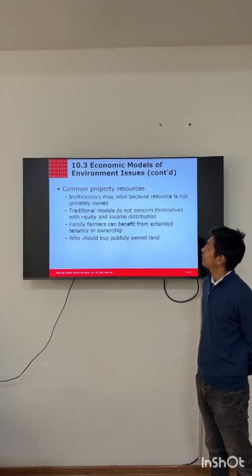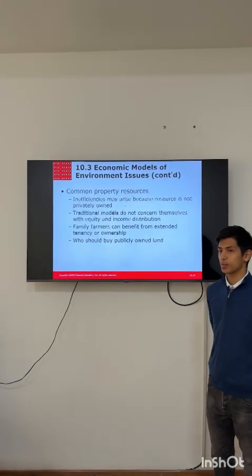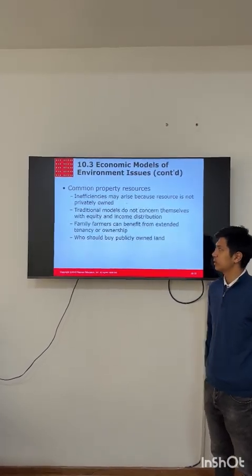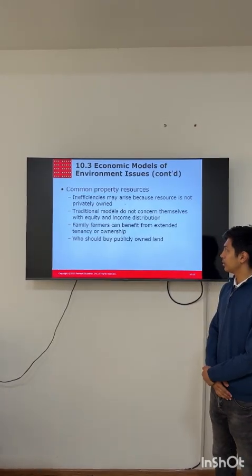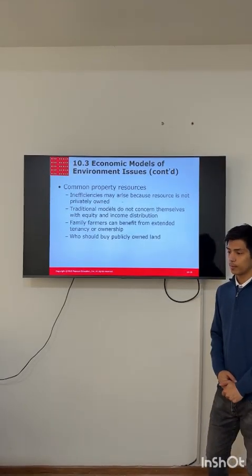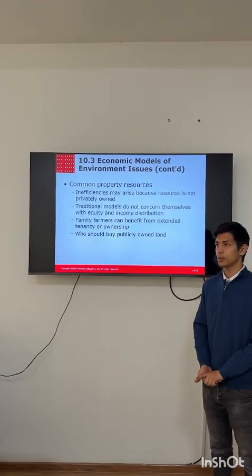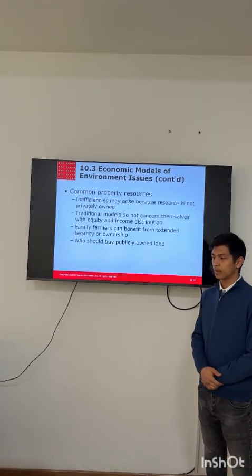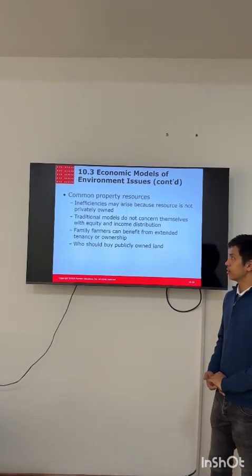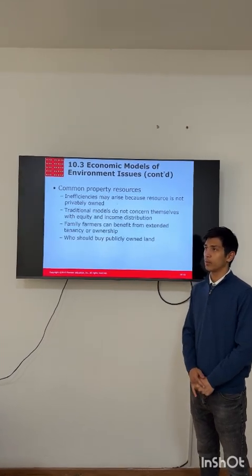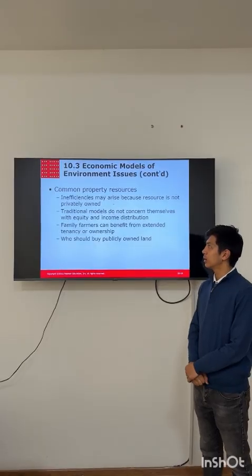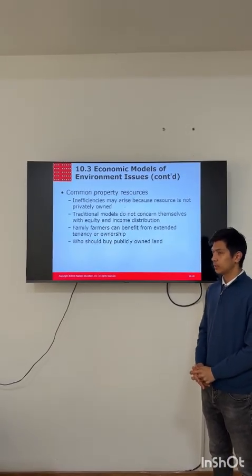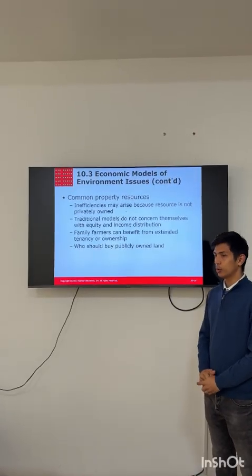So the third one is economic models of environmental issues. This page explains common property resources. Inefficiency may arise because the resource is not privately owned, like in the first one. It's more about how family farmers can benefit from extended tenancy or ownership. Imagine you live in a house with a kitchen shared with another family. If the sink is not taken care of by anybody, it will be crazy all day. There should be strong claims with the other family so that the kitchen is always clean and not polluted for the environment.